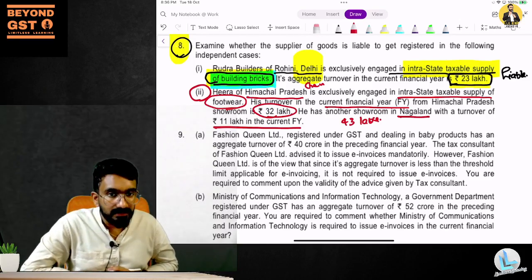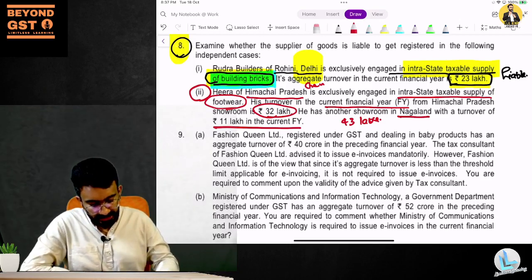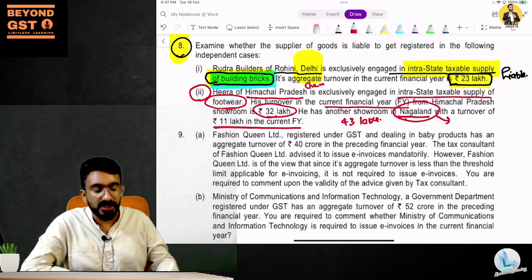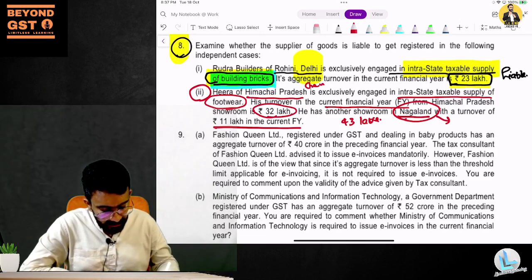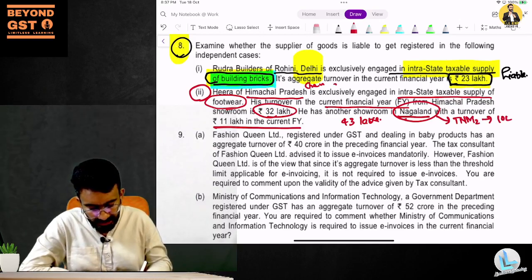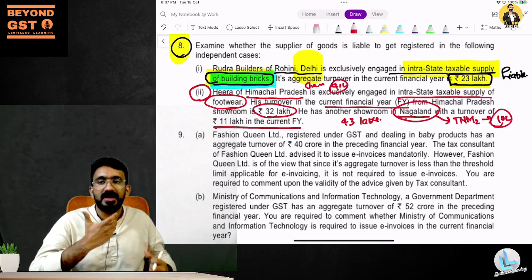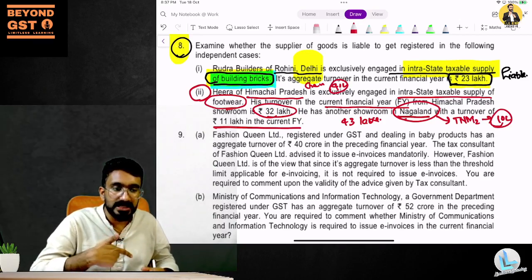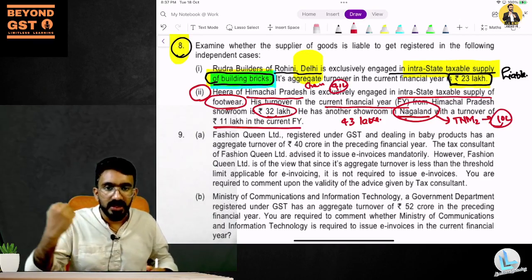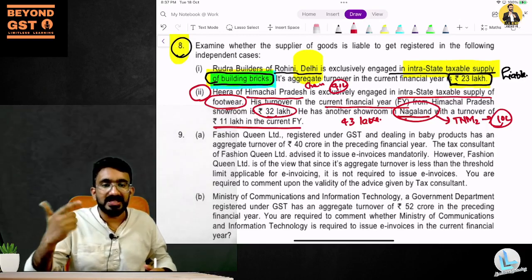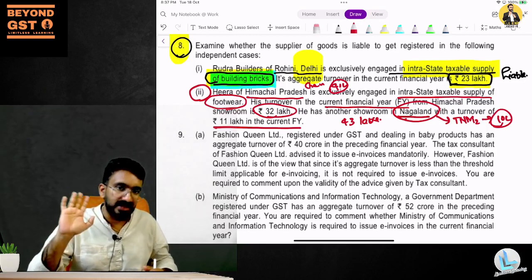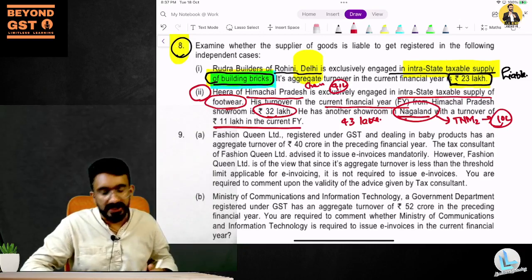Now, they have one branch in Himachal Pradesh, general category, another branch in Nagaland, which is in which category? TNM2. What is the limit in Nagaland? 10 lakhs. What's the limit in Himachal Pradesh? 40 lakhs. Which limit should I apply? If I have more than one branches and one branch happens to be lower limit, one is in higher limit, I'll apply lower limit. So I'll compare 43 lakhs against 10 lakhs or 40 lakhs? 10 lakhs. Whether I should take registration? Yes.